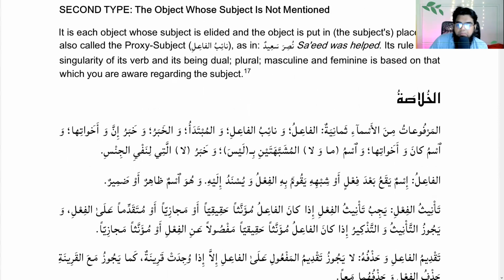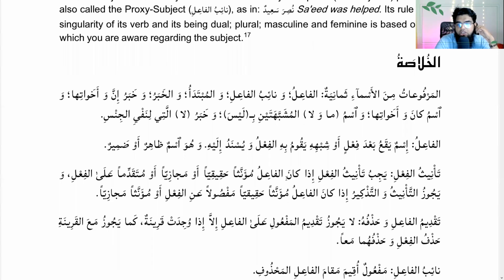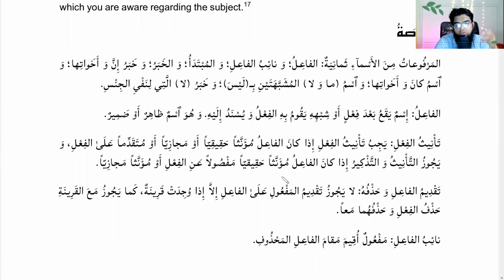الخلاصة. المرفوعات من الأسماء ثمانية. Eight marfu'at: الفاعل والنائب الفاعل والمبتدأ والخبر وخبر إن وأخواتها واسم كان وأخواتها واسم ما ولا المشبهتين بليس، which is similar to ليس، وخبر لا التي لنفي الجنس. Law of Nafi al-Jins. Law of class negation. Then he explains، اسم الفاعل: اسم يقع بعد فعل أو شبهه يقوم به الفاعل ويسند إليه.